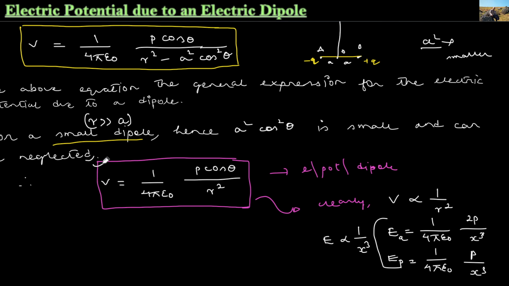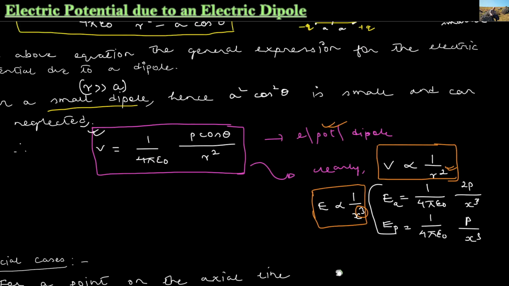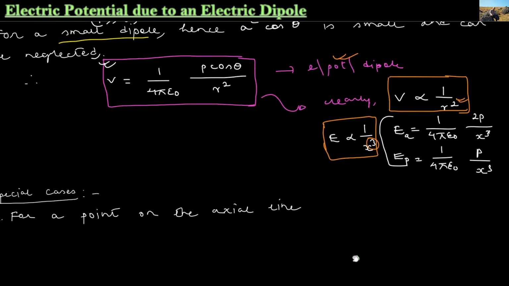From both these results, E is inversely proportional to the cube of the distance. But in case of potential, the electric potential varies inversely as the square. In case of electric field, it varies as the cube. In case of potential, it varies as the square. So those are some of the terms that we need to consider.